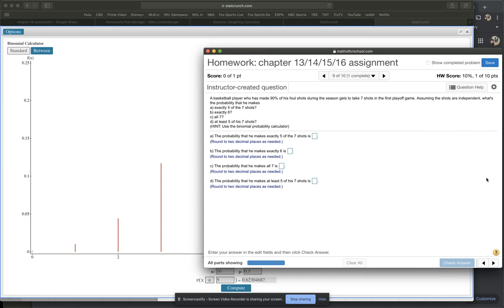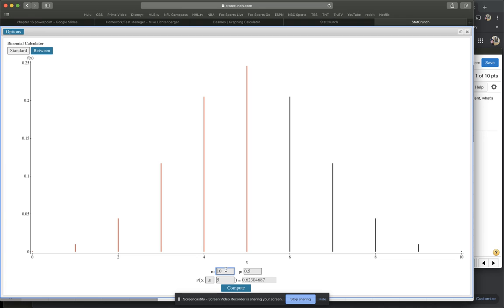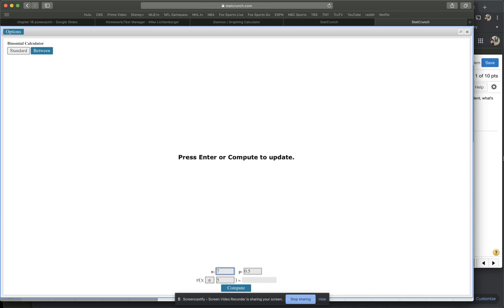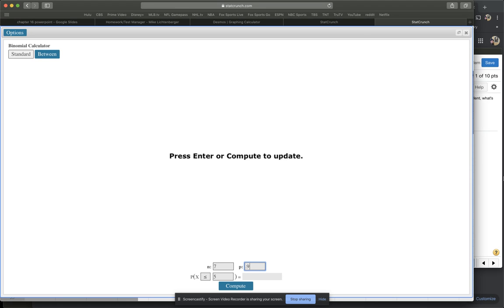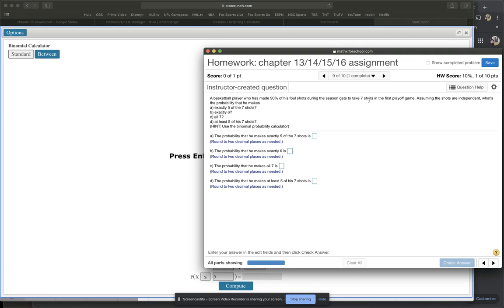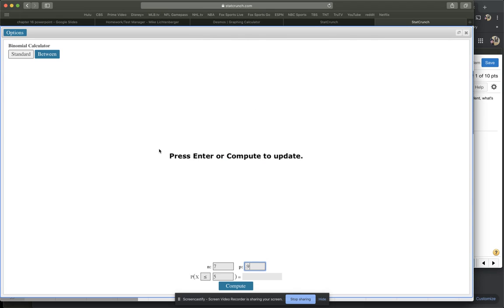So a basketball player who has made 90% of his foul shots during the season gets to take 7 shots in the first playoff game. So the sample size, the n value, is going to be 7 because he's taking 7 shot attempts, and the probability is going to be 0.9 for 90%. Let me make this bigger. So that's going to be the n value and the p value for each of these parts.